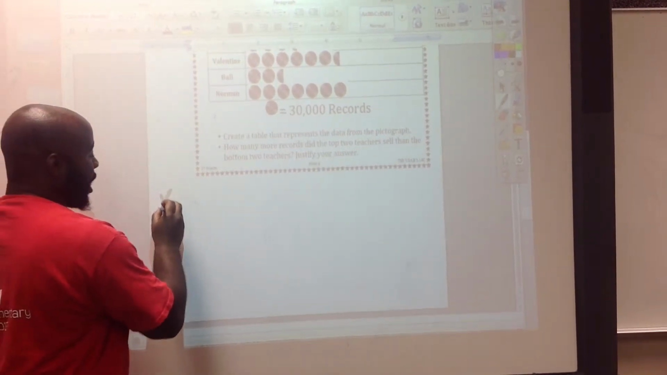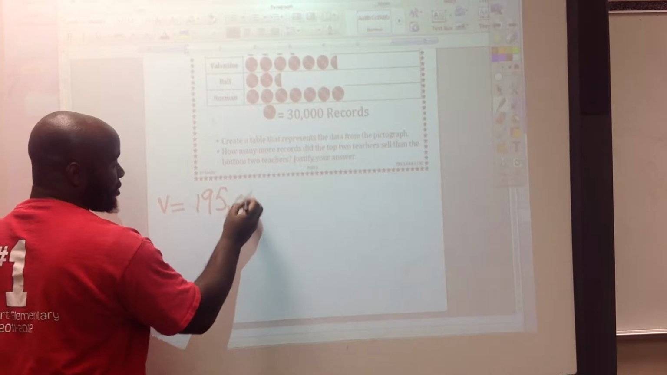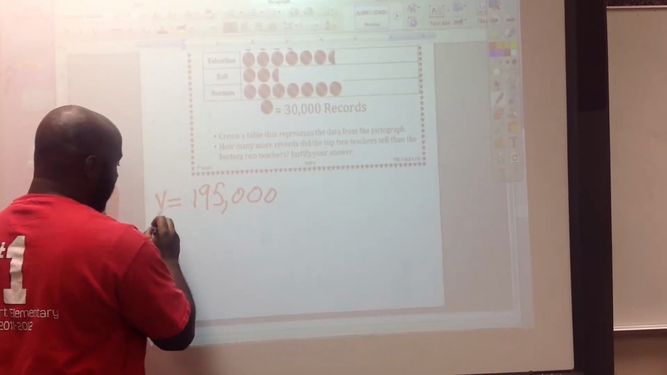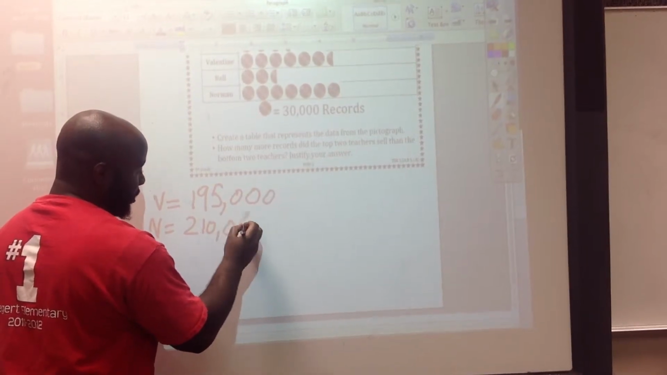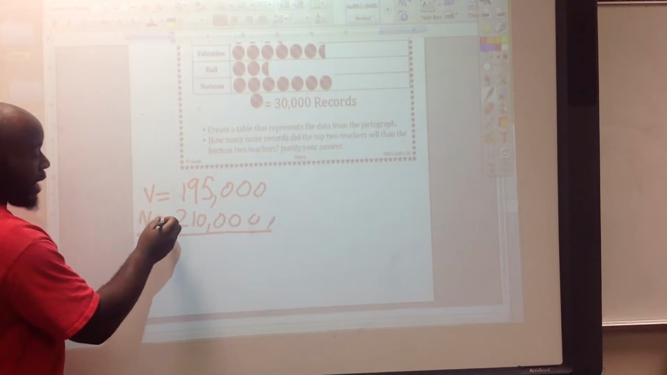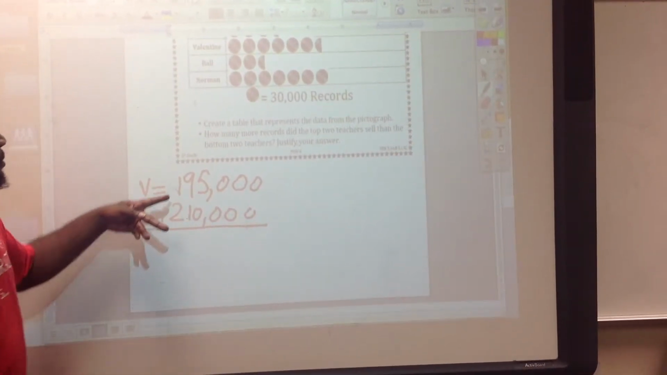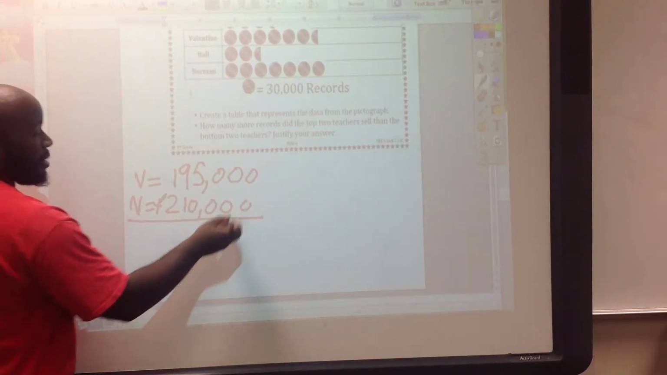So I remember Mr. Valentine had a total of 195,000 sold, and Miss Norman had a total of 210,000 records sold. So what are you going to do with those two numbers? Well, I'm going to add these two numbers up because I'm comparing my top two sales to my bottom two sales.